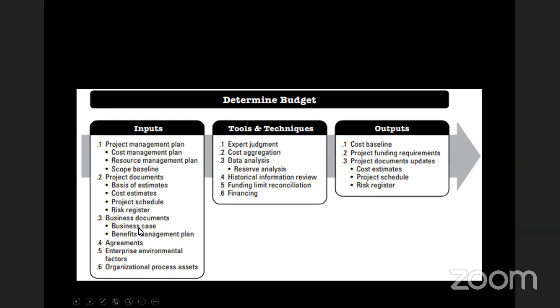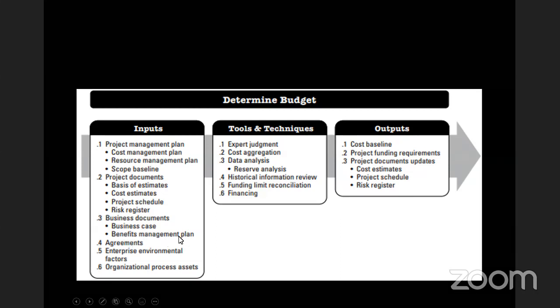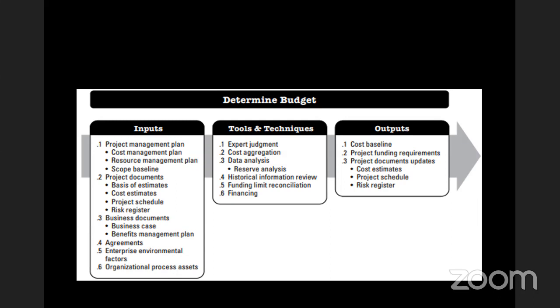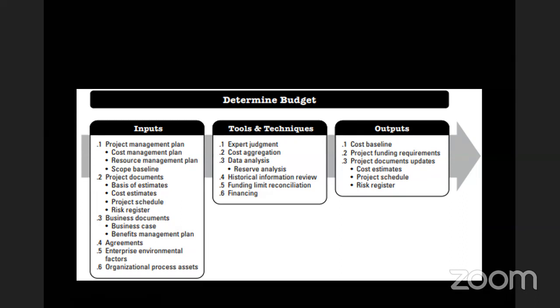And then your business documents, which include the business case and the benefits management plan, and then your agreements, your enterprise environmental factors, your organizational process assets, and all these are synthesized with your expert judgment, cost aggregation, data analysis, historical information review, funding limit reconciliation, and financing. And then the outputs are your cost baseline, your project funding requirements, and your project documents updates made up specifically of your cost estimates, your project schedule, and your risk register.